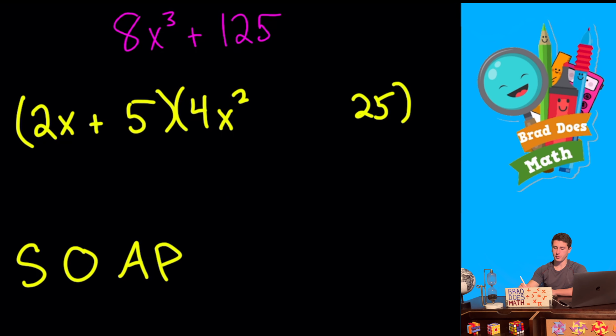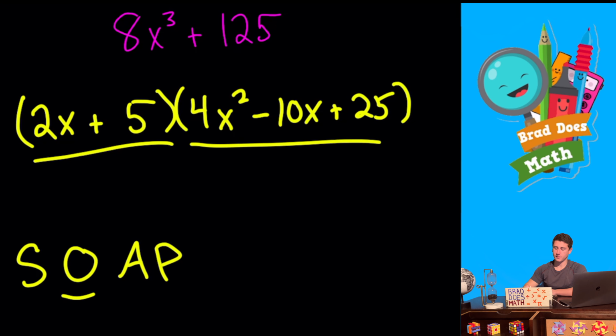And then what goes in the middle, we multiply these guys. So notice how we're always relying on this to figure out what goes here. I think it's a very good way to look at it. So we will have a 10x in the middle because we multiply the 2x and the 5. So the second sign is opposite, and the last sign is always positive. And there you have it. 2x plus 5, 4x squared minus 10x plus 25.